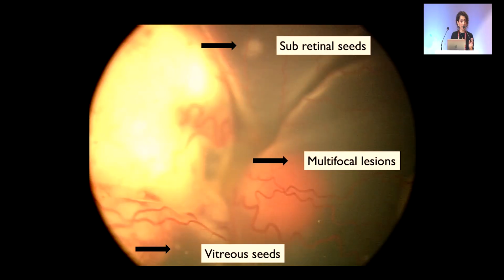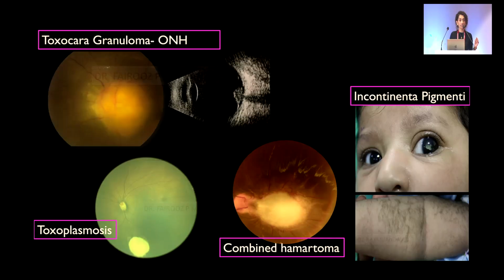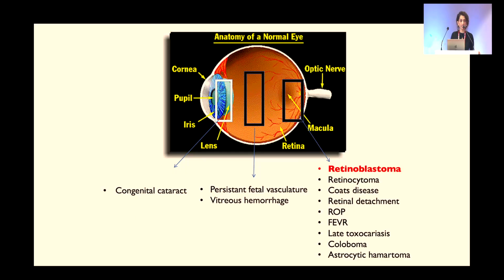Now, this was again a case which was referred as a case of Coats disease, but look for other signs. There is a subretinal seed, there is a vitreous seed, and it can be multifocal. So this is always in favor of a retinoblastoma, but not Coats disease, although you see these vessels which are telangiectatic. Other intraocular differential diagnosis is toxocara granuloma. All these patients were referred to me as a case of retinoblastoma: toxoplasmosis, combined hamartoma, which is white in color, incontinentia pigmenti, all presented with white reflex. So basically, we need to know the anatomy of the eye and what are the structures and pathologies that can present as white reflex in a child, and this is the list of it.